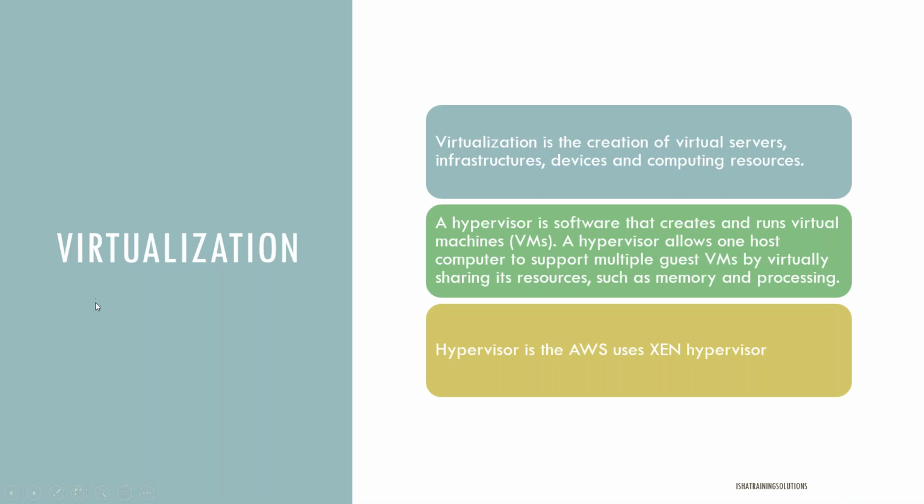So what is virtualization, as I mentioned now? Virtualization is the creation of virtual servers, infrastructure and devices in cloud computing services. Basically, it is software which enables spinning up multiple operating systems. And the hypervisor used in Amazon is the Xen hypervisor.